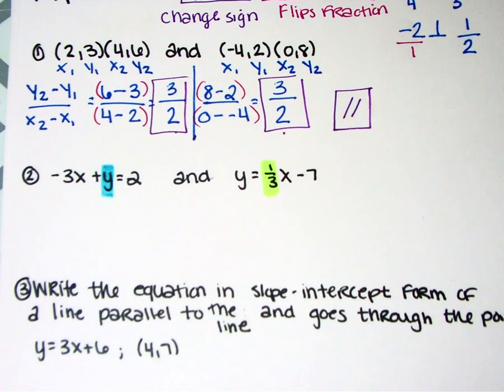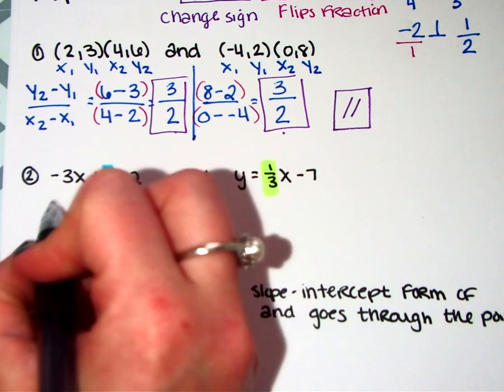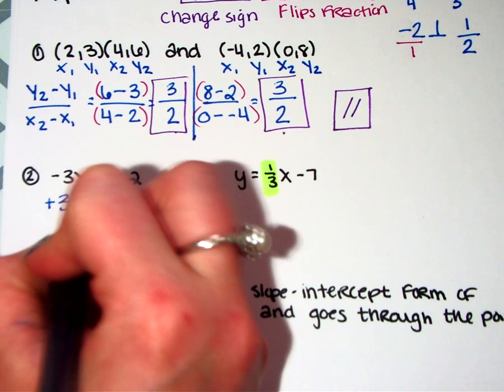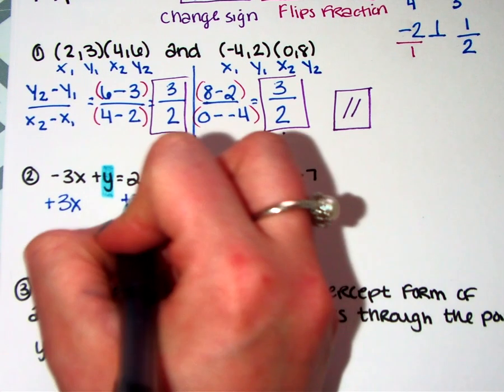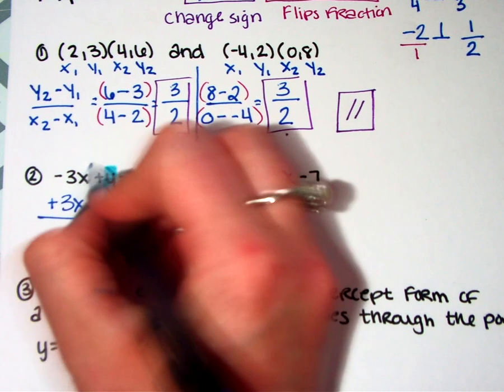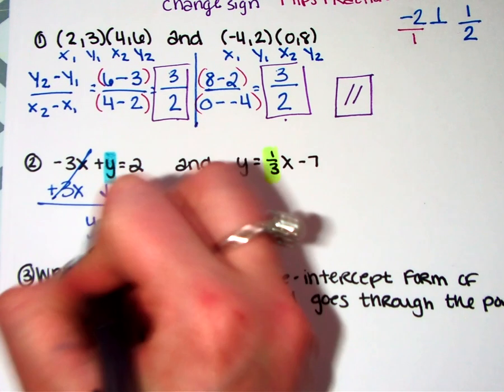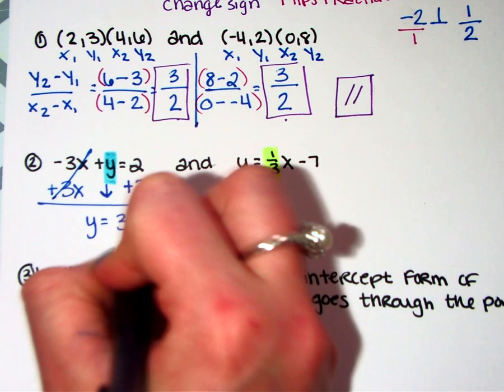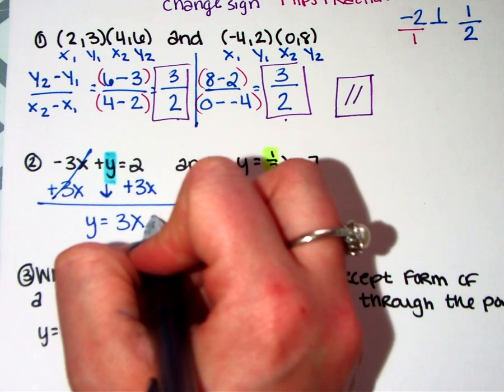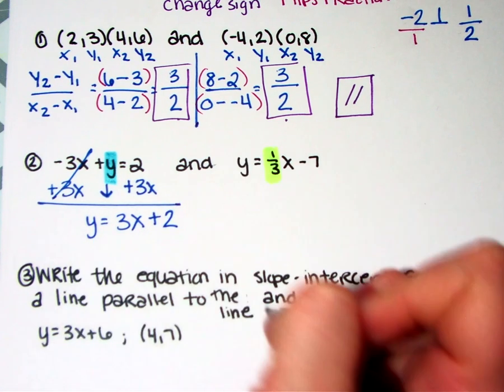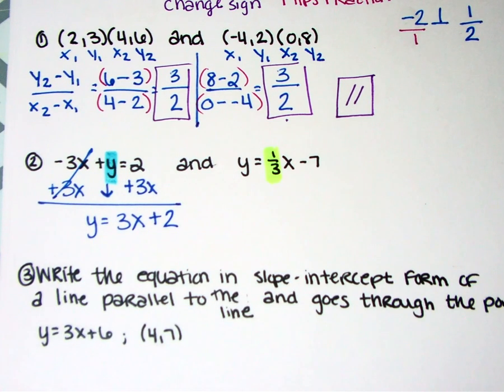So I'm going to keep y here and I'm going to move this x value to the other side through addition. Your negative 3x and your 3x cancel. Bring down your y. And I'm going to go ahead and move my positive 3x to the front and bring over my positive 2. In this problem, our slope is 3.